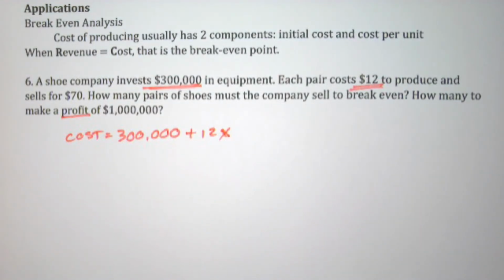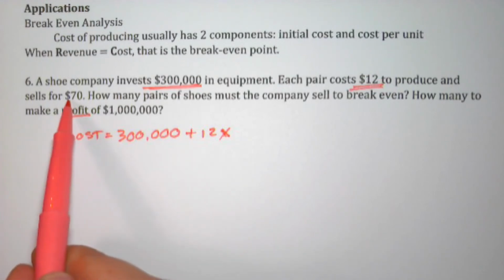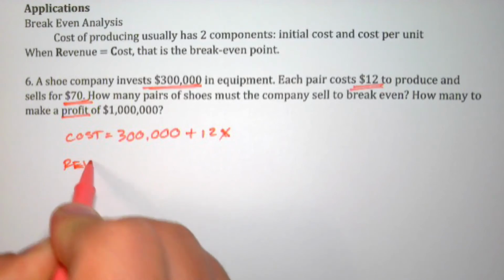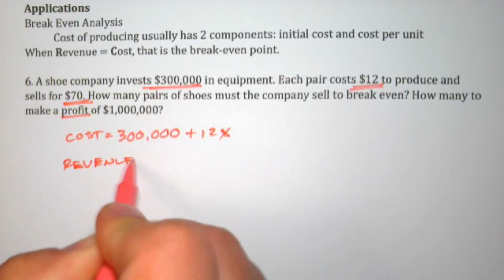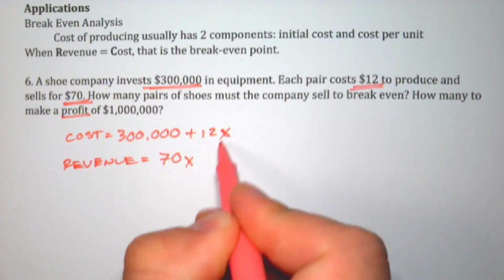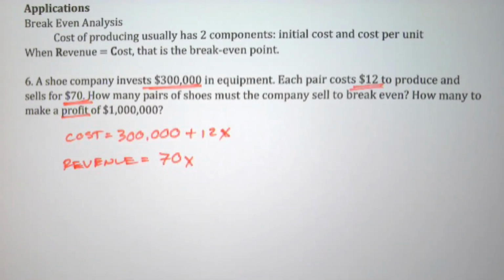And then revenue, how much we make, well, there's not a big lump sum for your revenue. It's just making money off each of those products. So per product for our revenue, we're making $70 per that unit for however many units we sell. So there's our system. Not too bad, right? We have cost is that 300,000 plus 12x, 12 times each unit. The revenue is $70 per unit.